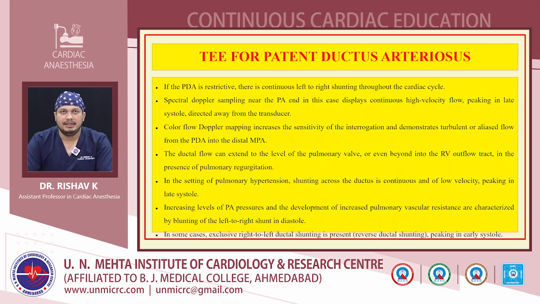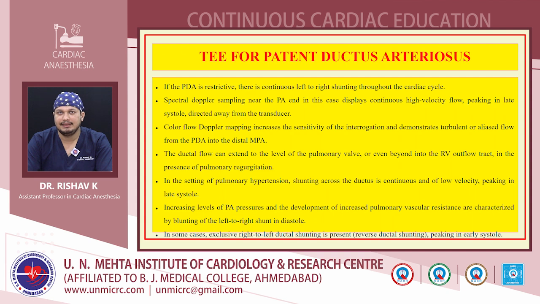If the PDA is restrictive, then there is continuous left to right shunting throughout the cardiac cycle, and spectral Doppler sampling near the pulmonary artery in this case will display continuous high velocity flow which peaks in late systole, directed away from the transducer. Also, color flow Doppler mapping increases the sensitivity of the interrogation and demonstrates turbulent or aliased flow from the PDA into the distal main pulmonary artery.